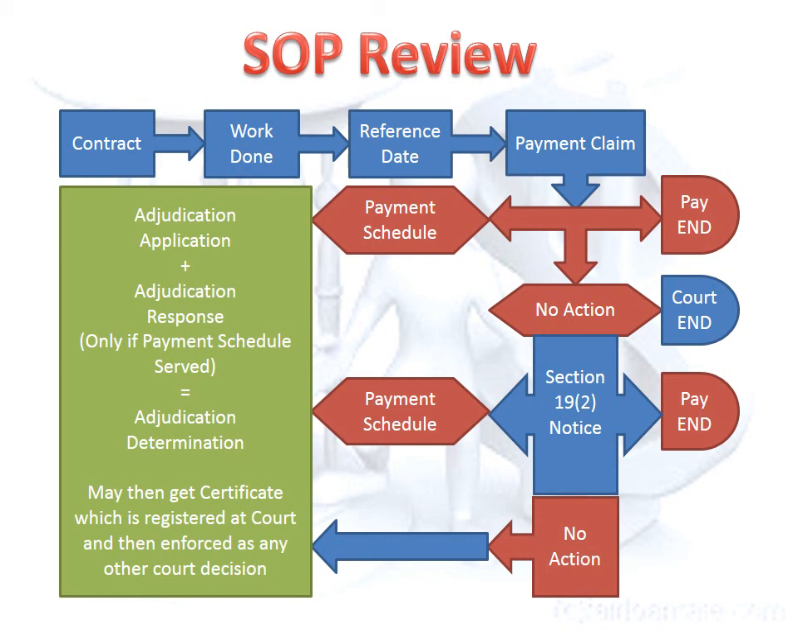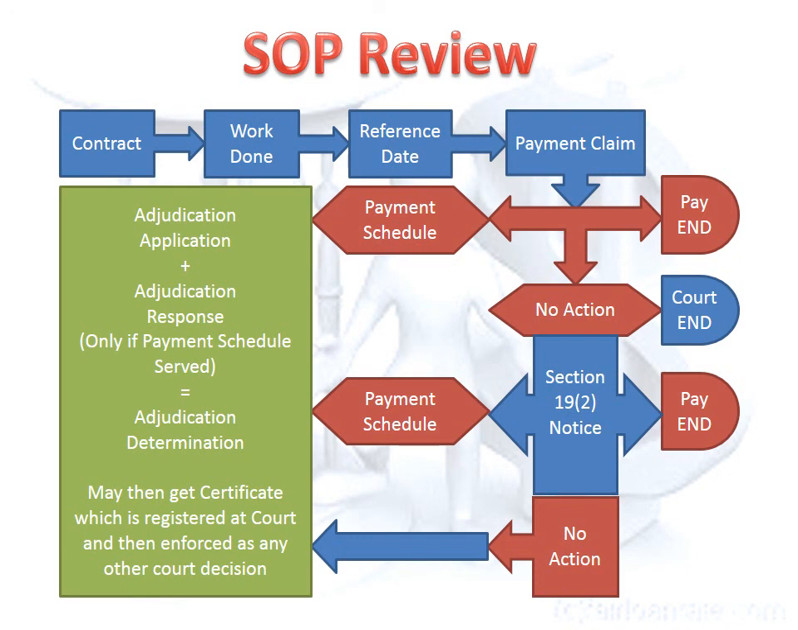If no payment schedule is served, you may apply to the court for an order, or you may serve a Section 19(2) notice of your intention to go to adjudication. If you serve a Section 19(2) notice, it must be served within 20 business days from the date due for payment of the payment claim. The client has another opportunity under the Section 19(2) notice to serve a payment schedule within 5 business days.